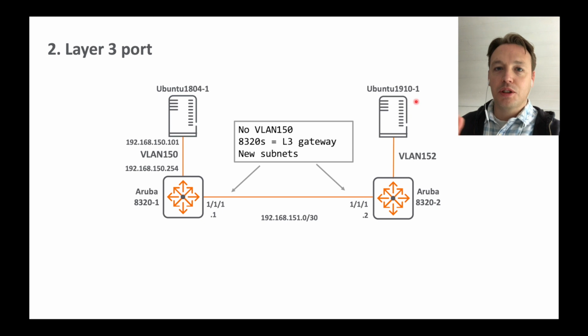Okay, timeout. Sorry for the interruption, but I made a mistake there when I said that I'd created a new VLAN. I meant a new subnet. There's no VLAN running across that link between the two CX devices. There's just a new subnet. Okay, sorry about that. On with the video.